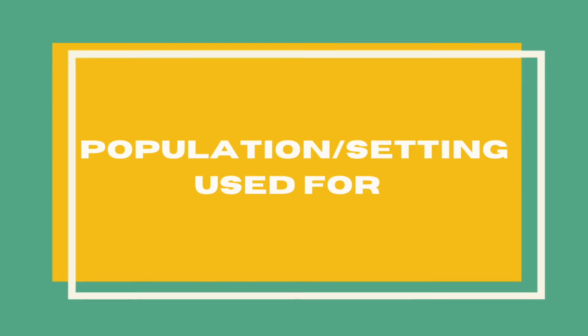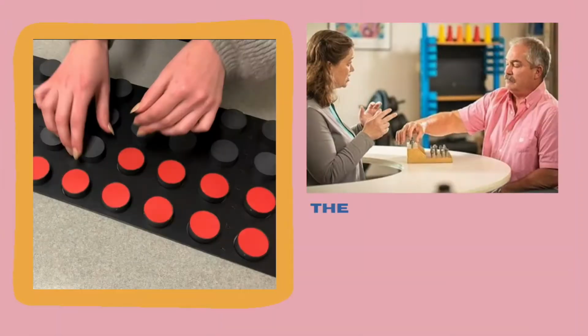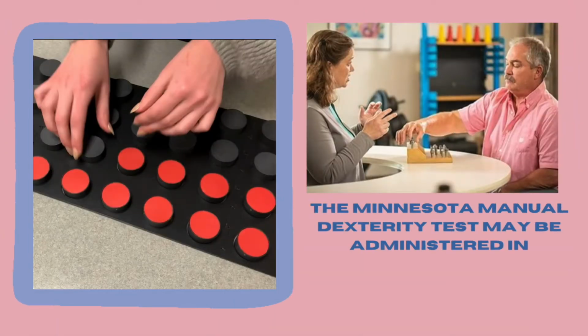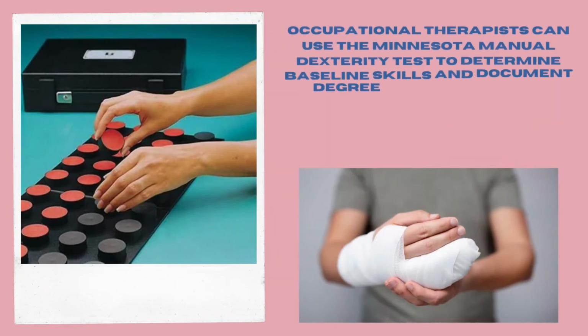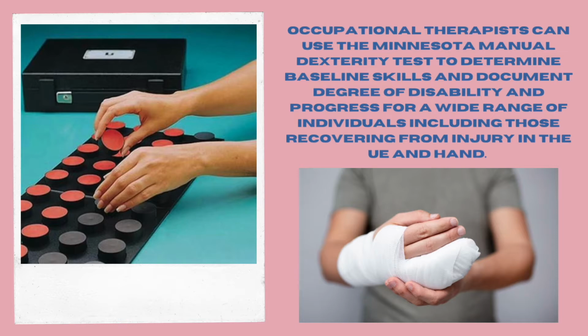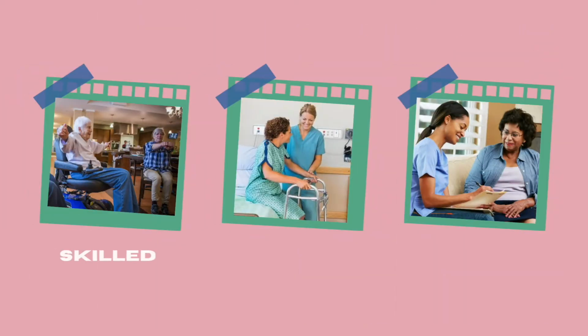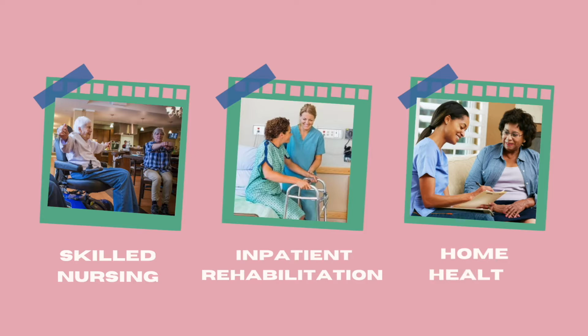Population and settings used for. The Minnesota Manual Dexterity Test may be administered in occupational and physical therapy settings. Occupational therapists can use the Minnesota Manual Dexterity Test to determine baseline skills and document degree of disability and progress for a wide range of individuals, including those recovering from injury in the upper extremity, and this test could be appropriate to administer in skilled nursing, inpatient rehabilitation, and home health settings.